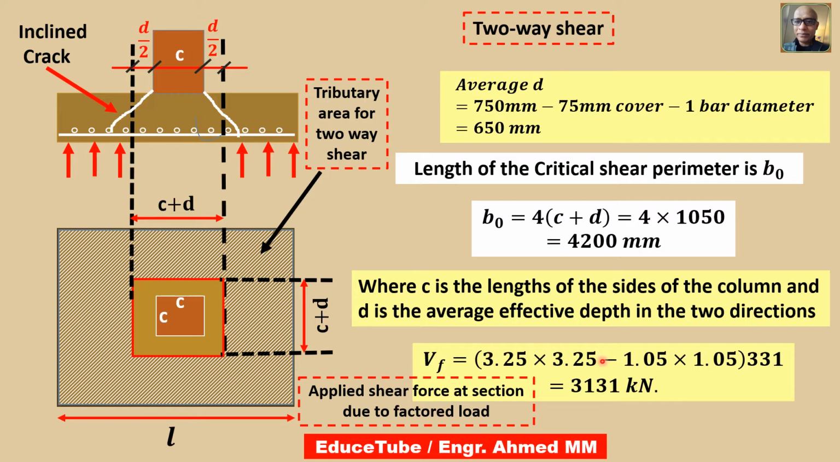3.25 minus 1.05 means we are subtracting this part, C plus D by C plus D, this area. Then we are multiplying it by 331 kPa. So we are getting applied shear force at section due to factored load, 3131 kilonewton.